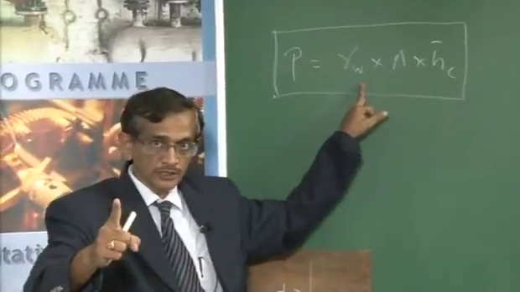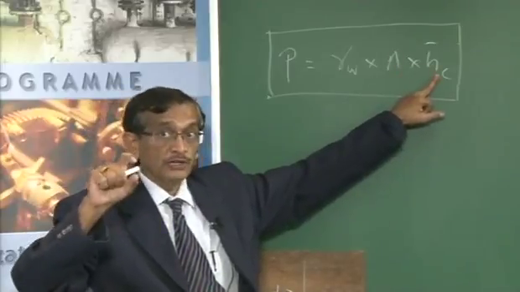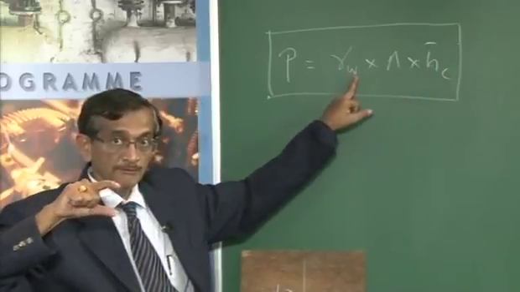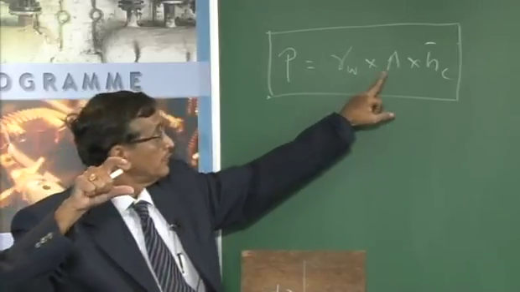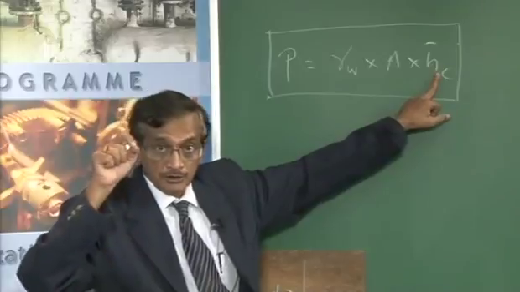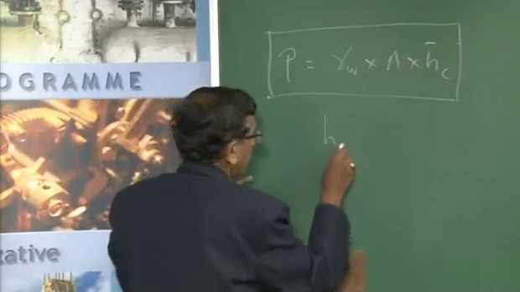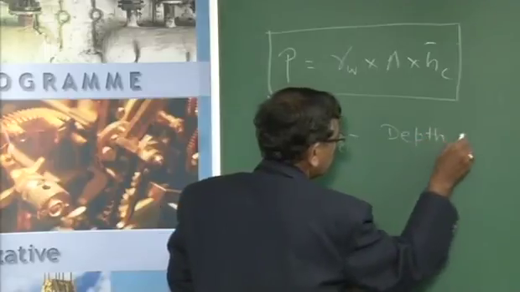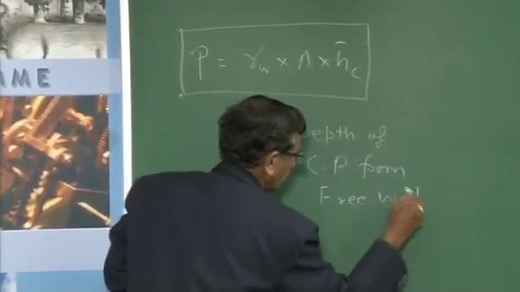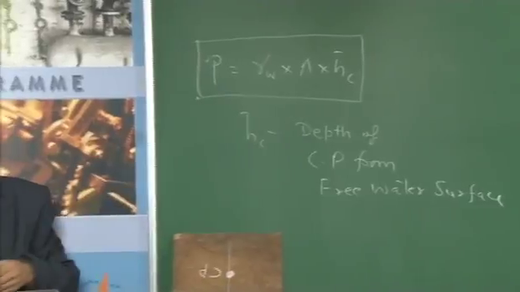Gamma W is the specific weight of the water, A is the area of the plate in the horizontal projection, and HC bar is the depth of the center of pressure from the free water surface. Again, to repeat: gamma W is the specific weight of the liquid or water, A is the area of the plate in the horizontal projection, and HC bar is the depth of the center of pressure from the free surface. Right. So this is what we have to remember as far as the horizontal position is concerned.